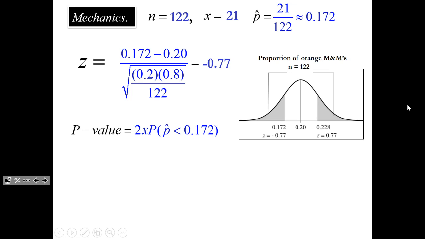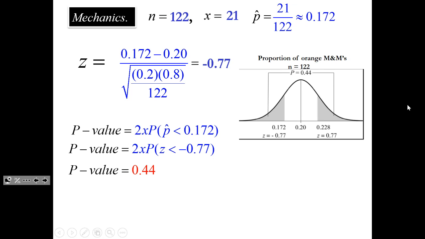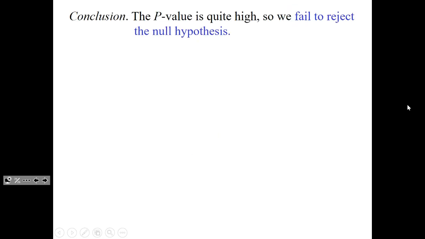In this case, I'm doing p hat being less than 0.172. And now I'll find that area and then double the probability to have both combined. That's the same as saying 2 times the probability z would be less than negative 0.77. Using normal CDF, I have a p-value of 0.44. This is not a rare occurrence. I expect a bag to be this far different 44% of the time.